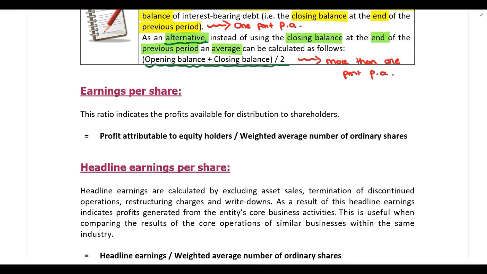Right, then the next ratio is earnings per share. And I've got the interpretation here for you again.